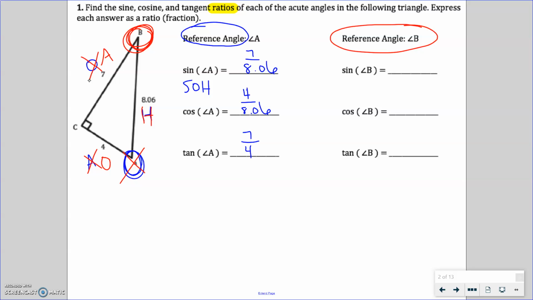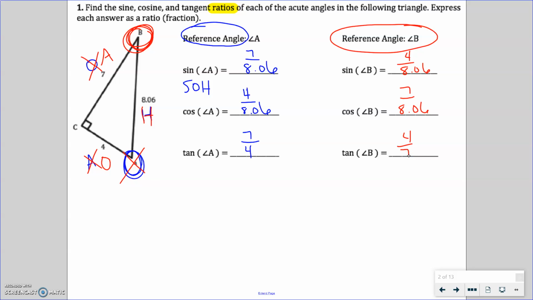All right, so sine of angle B, that's O over H. Cosine of angle B is A over H, so 7 over 8.06. And tangent of angle B is 4 over 7.